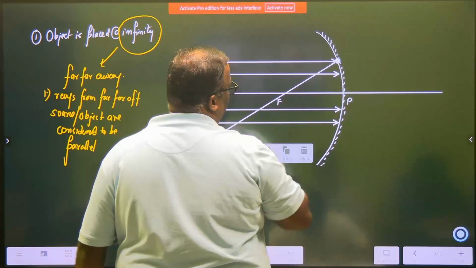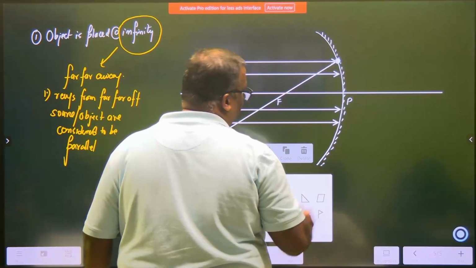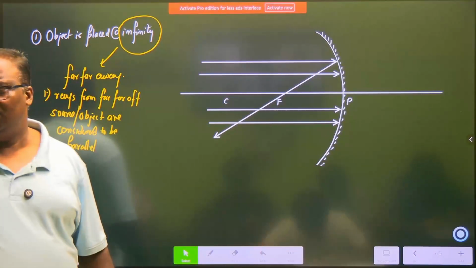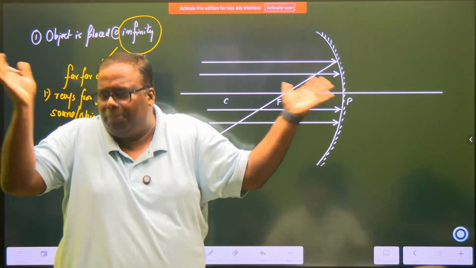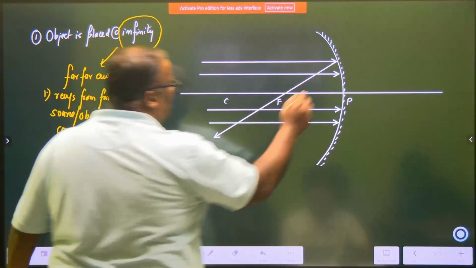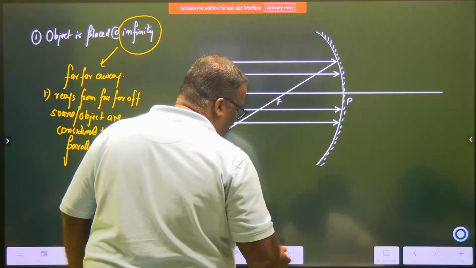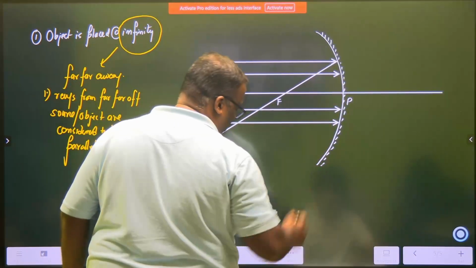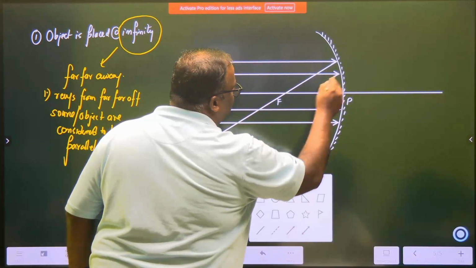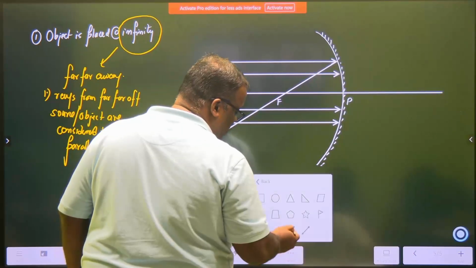So this is the first reflected ray. What is the rule I'm applying? A ray parallel to the principal axis passes through the focus after reflection. Yes, first rule. And you can also say this is the basis of finding the focus of a convergent mirror.